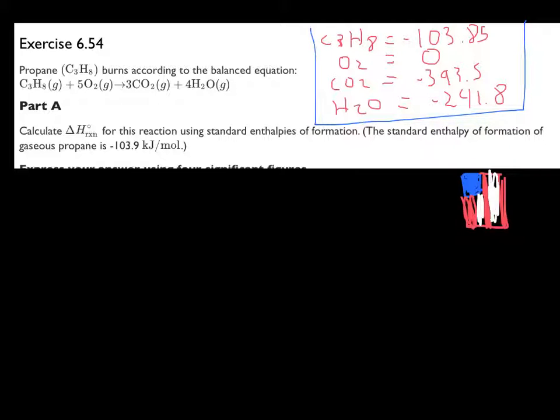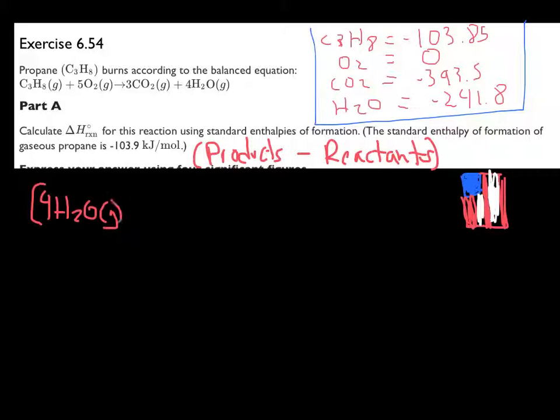Now, if you remember from the previous one, it's going to be the same setup. It's going to be products subtracted from reactants, right? Perfect. So let's just do that out. We have 3CO2 gas plus 4H2O gas is the product, so that's going to come first. Forgive me for my handwriting, guys. This is very tough with this stylus. I don't have an expensive one.